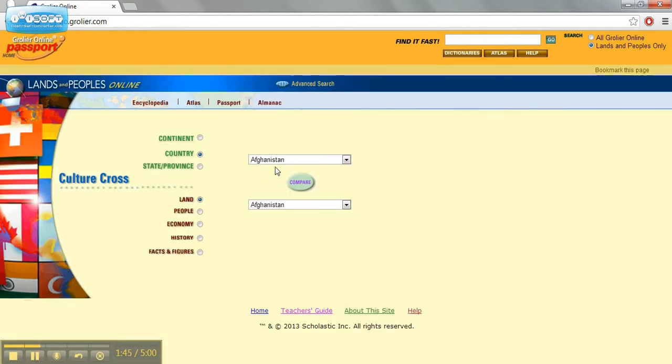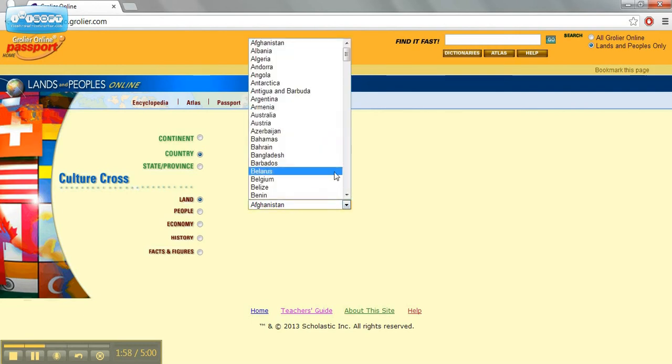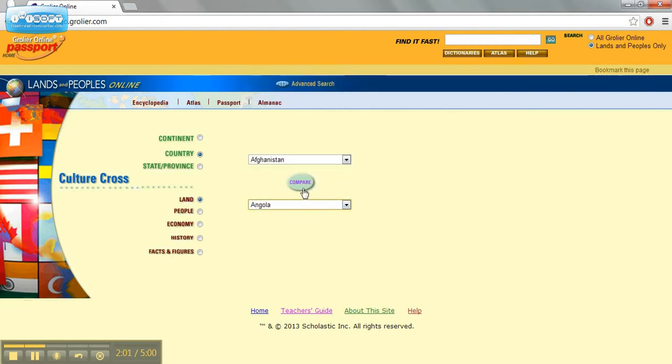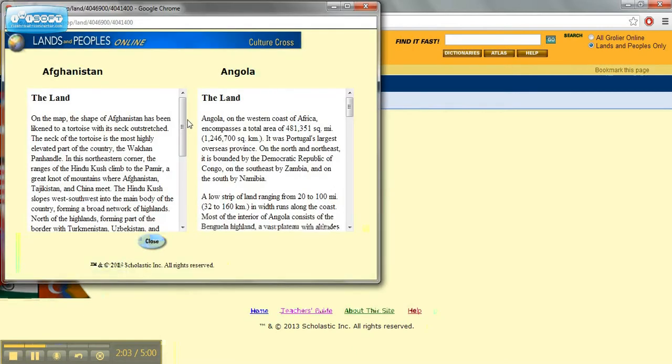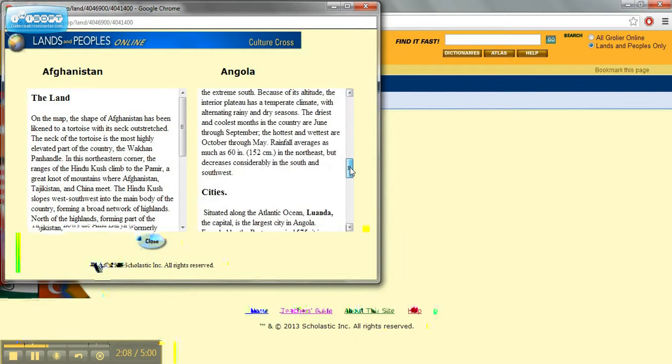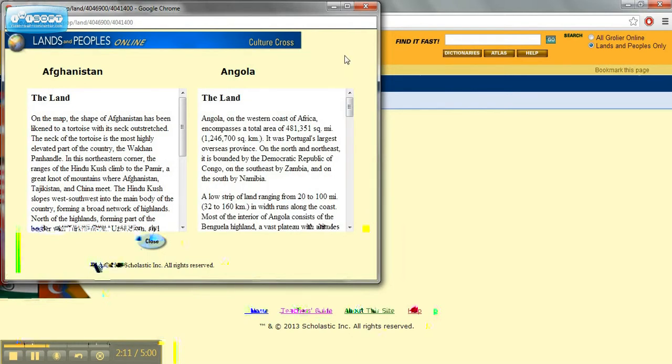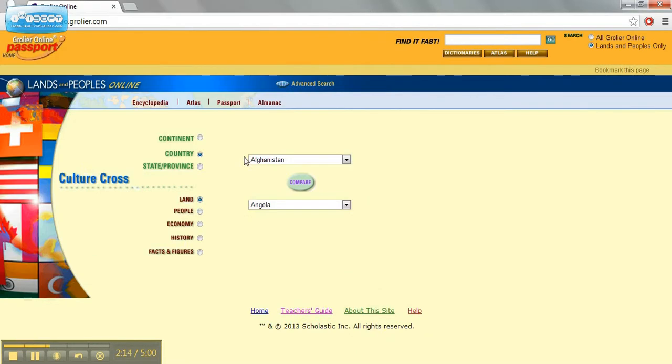Culture Cross lets you compare two cultures, whether that's by continent, country, or state, and so you can see how Afghanistan compares to Angola. You're going to be given the information about the two right next to each other, so it's going to be easy to compare the two places that you're studying. You could also identify it by what you're trying to compare. So that was a comparison of land.